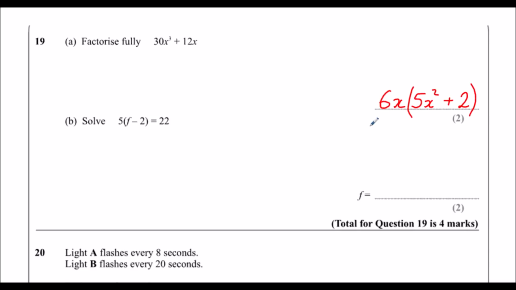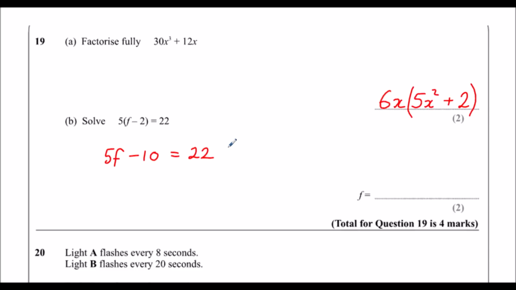Part B, solve. 5 times (f minus 2) equals 22. So we could start by expanding this bracket. So get rid of the bracket, do 5 times both the terms inside the bracket. 5 times f is 5f. 5 times negative 2 is negative 10. That equals 22.